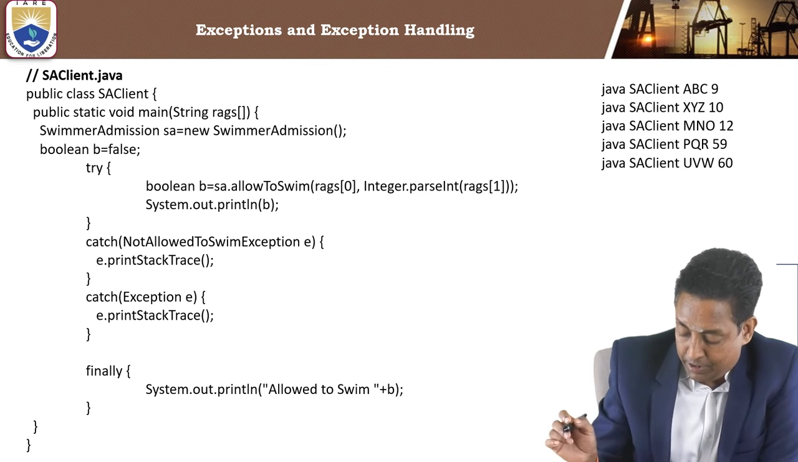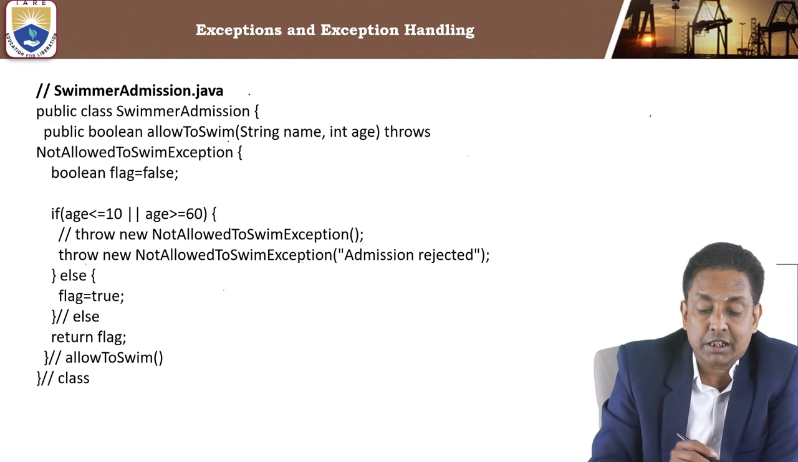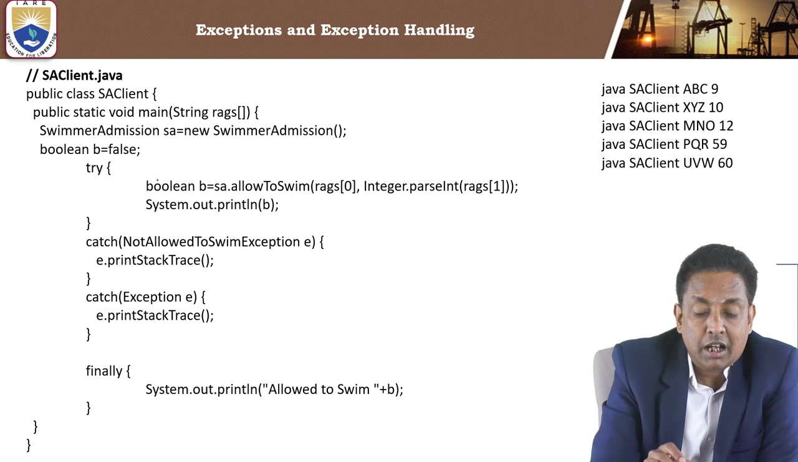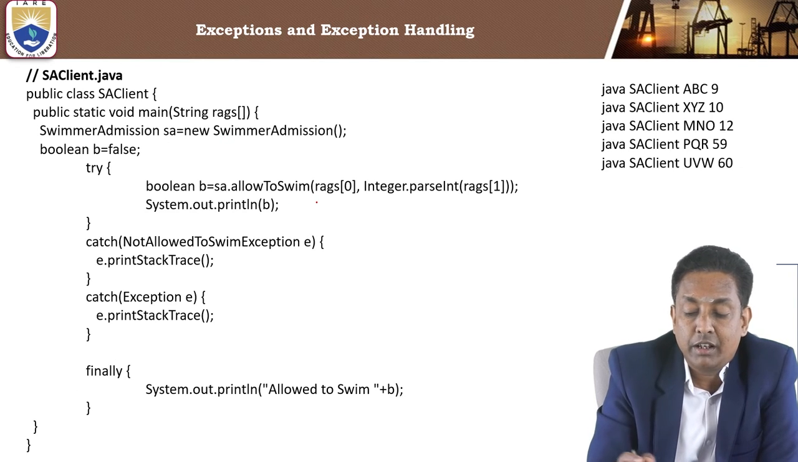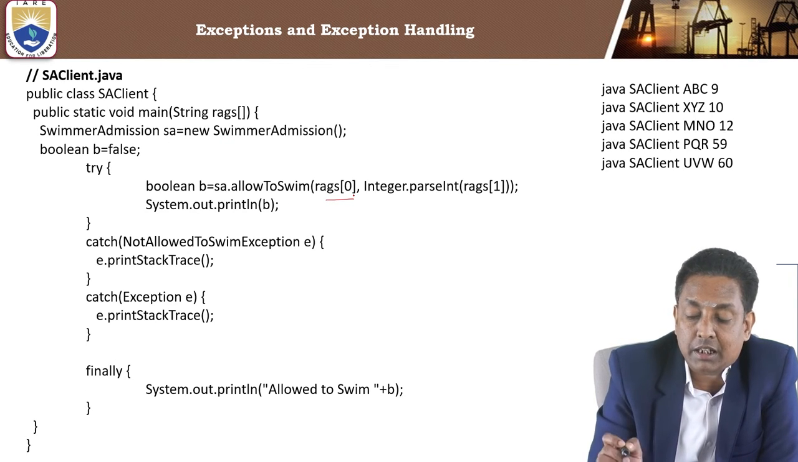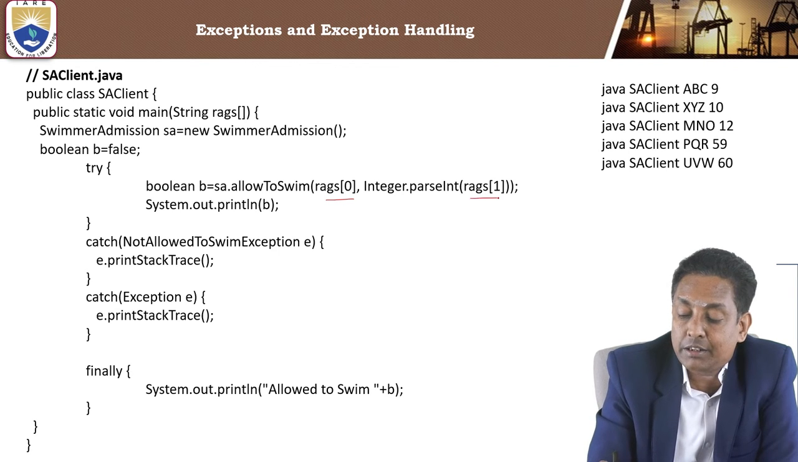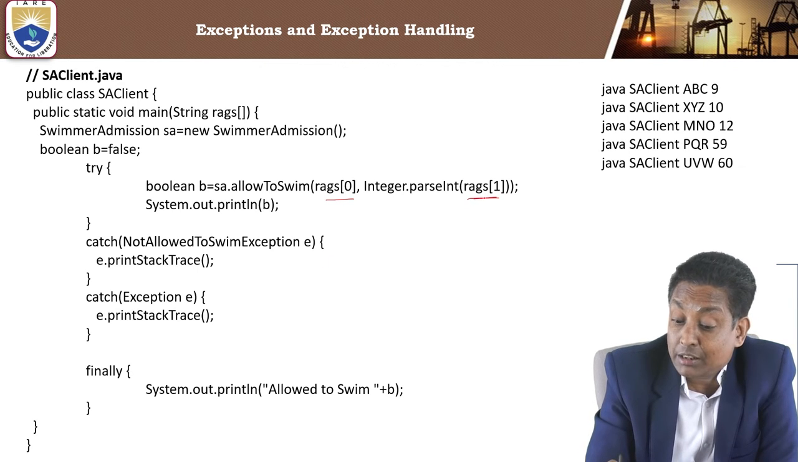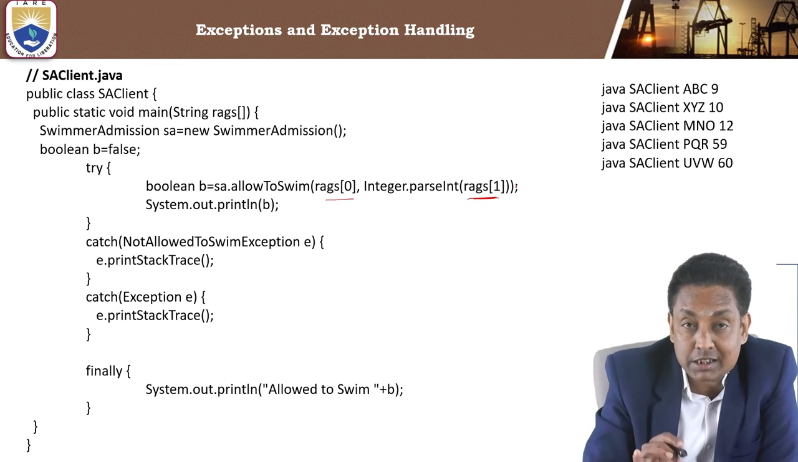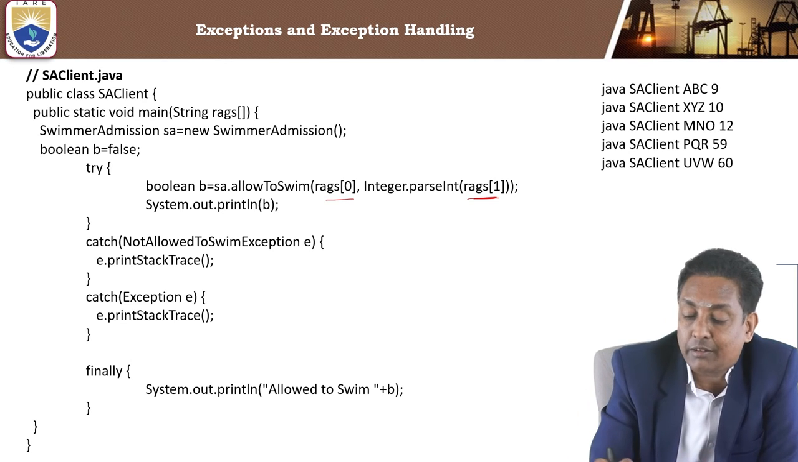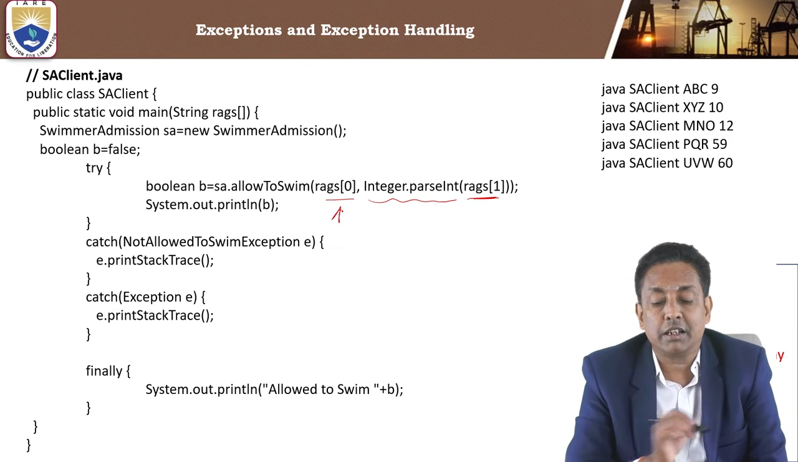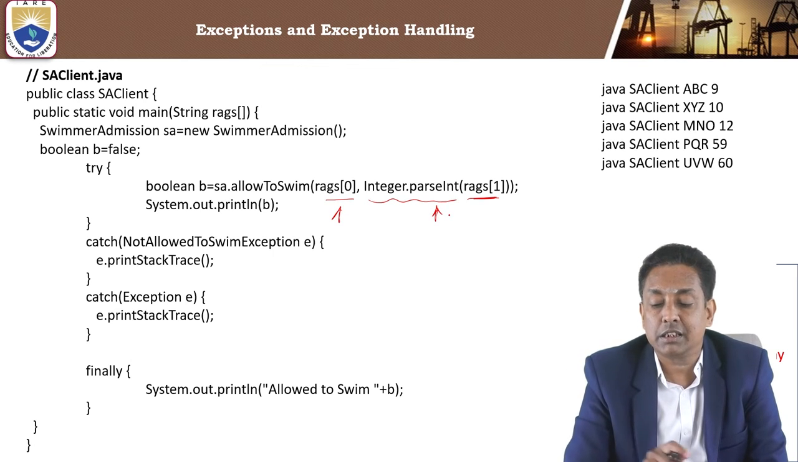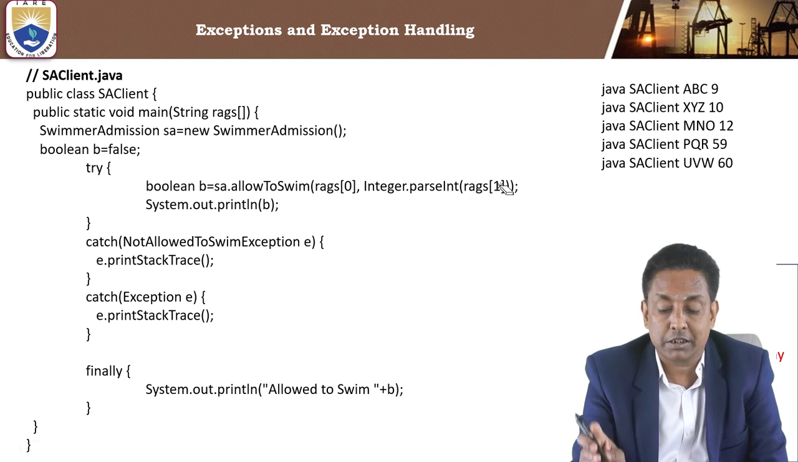In the public static void main, we created a SwimmerAdmission class object, and we are calling the allowToSwim method. We are taking two command line arguments: args[0] is the name, args[1] is the age. Because command line arguments are strings, to convert age into an integer we are using the wrapper class Integer.parseInt. So the first argument is the string name, the second argument is the age.